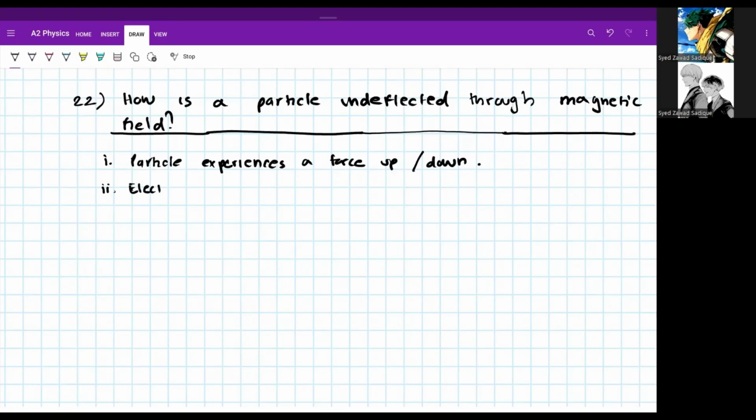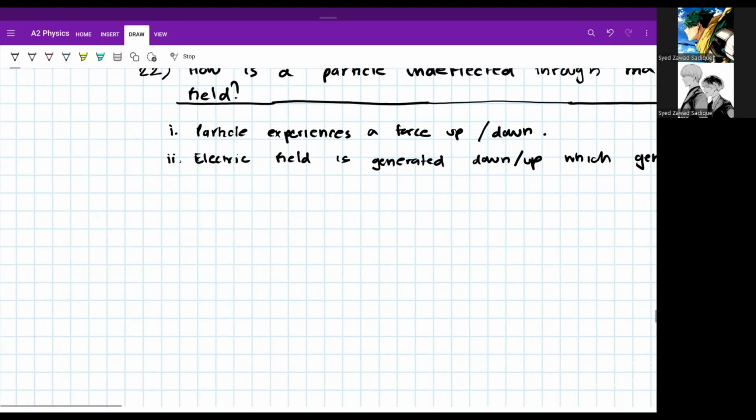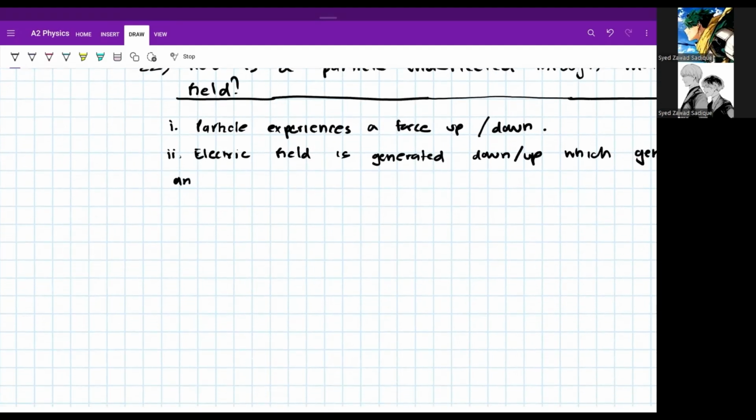Electric field is generated down or up, which generates an electric force opposite to magnetic force.